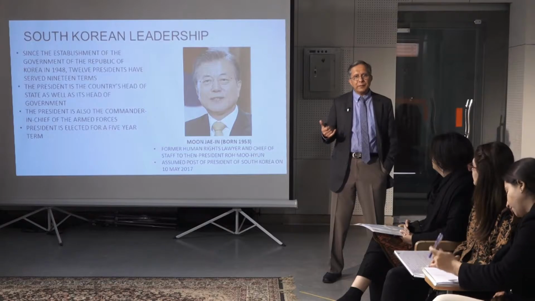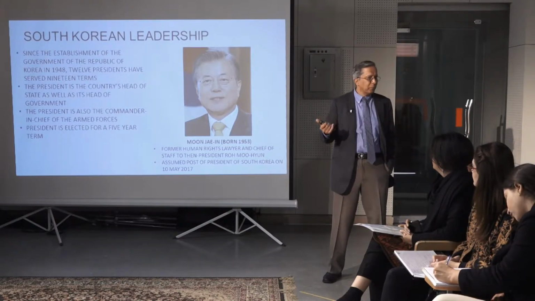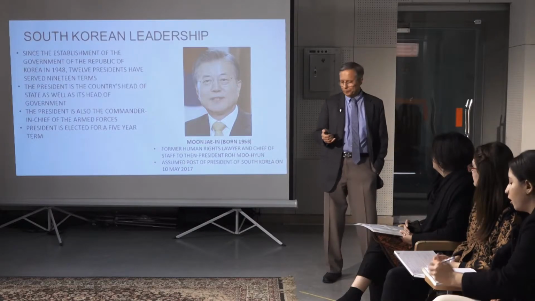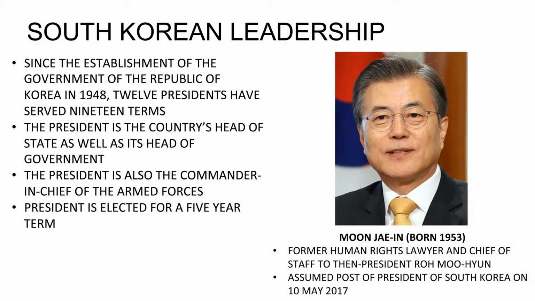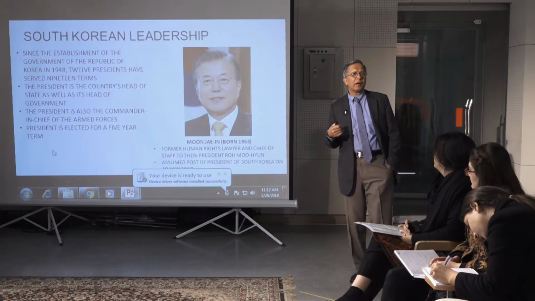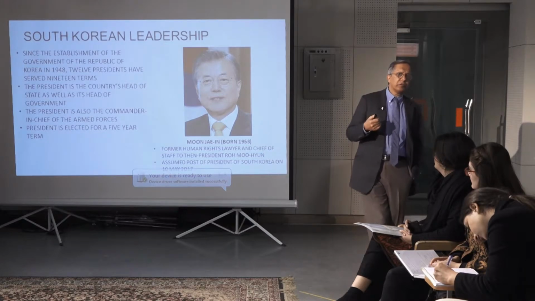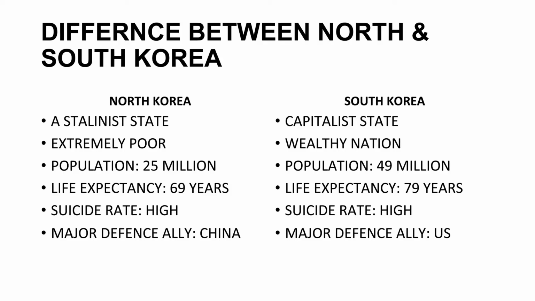But their progress has been very good as compared to North Korea. So this is Moon Jae-in, born 1953, former human rights lawyer and chief of staff to the then president Roh Moo-hyun, who assumed the post of president of South Korea on 10 May 2017. And before him was a lady, Park Geun-hye, who was brought down on corruption charges, and she's languishing in jail. She was the daughter of one of the former presidents who had also been a general in the Korean army.